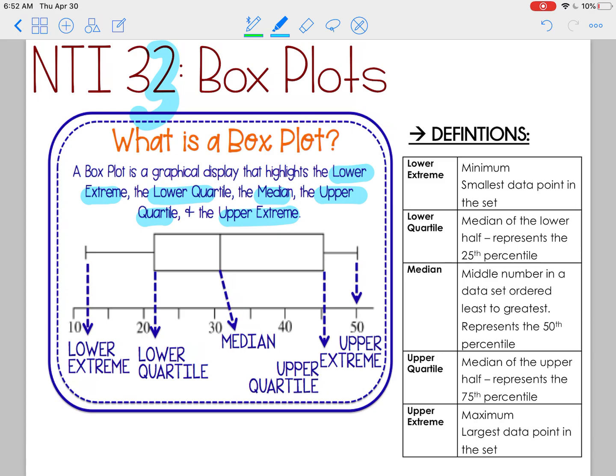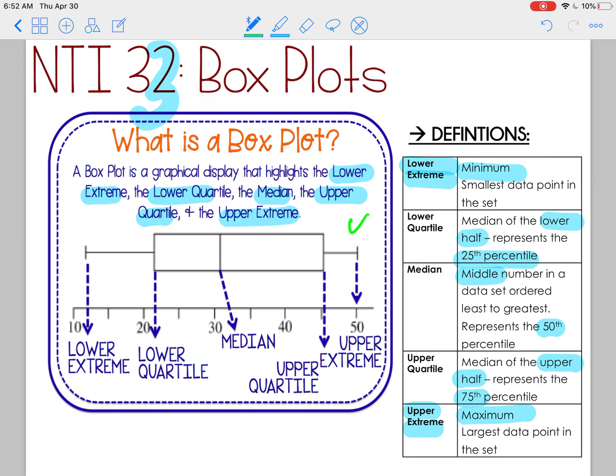Now, the lower extreme and the upper extreme are new words, but they're not new things that we found. The lower extreme is the minimum. The upper extreme is the maximum. The lower quartile we talked about yesterday. It's the median of the lower half. And today we'll learn that it represents the 25th percentile of data. Our median is the middle number in a data set, and the middle number represents the 50th percentile. Our upper quartile is the median of the upper half, and it represents the 75th percentile on a piece of data.